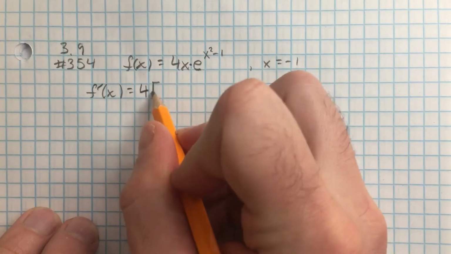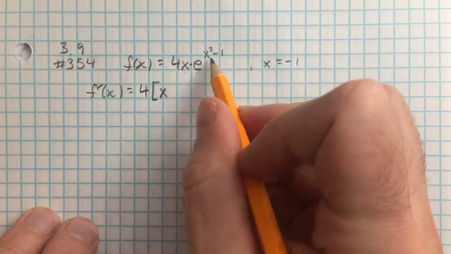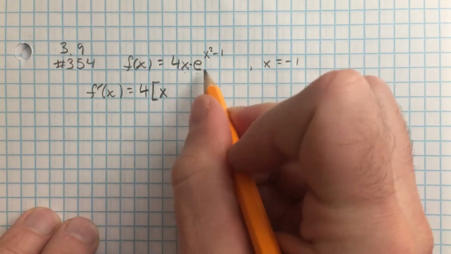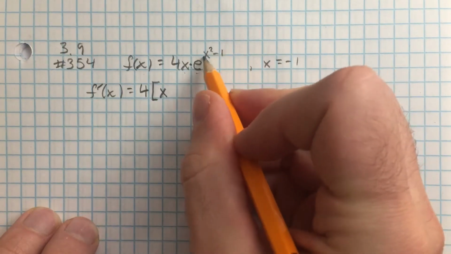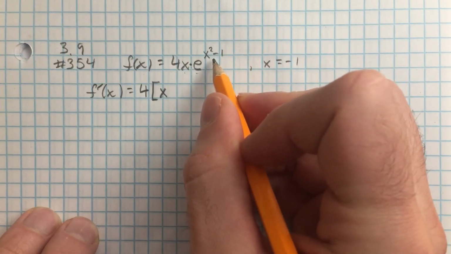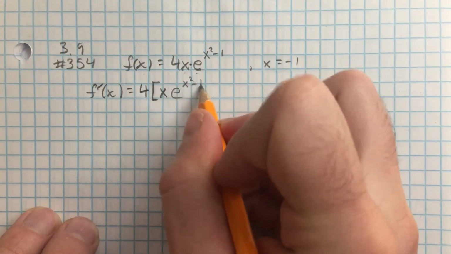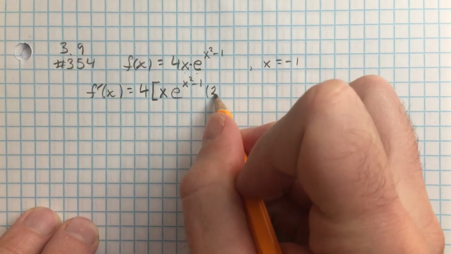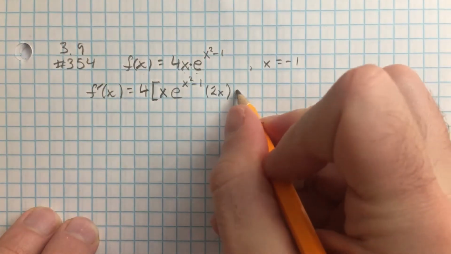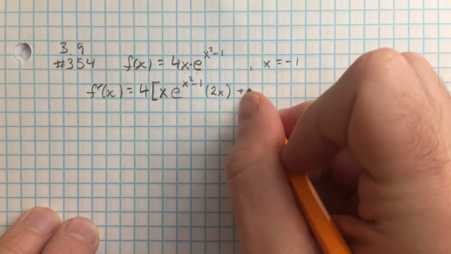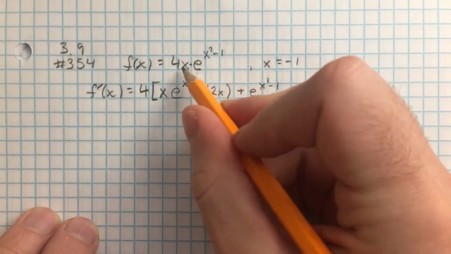So we would have the first times derivative of the second. Derivative of the second is, of course, itself back again times the derivative of the exponent. Itself back again times derivative of exponent. That's always the rule for the exponential function. Plus second, so that's e to the x squared minus 1 times the derivative of the first. The derivative of the first is just 1, right?